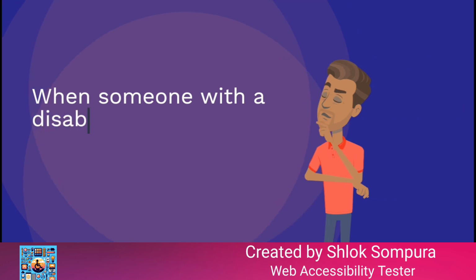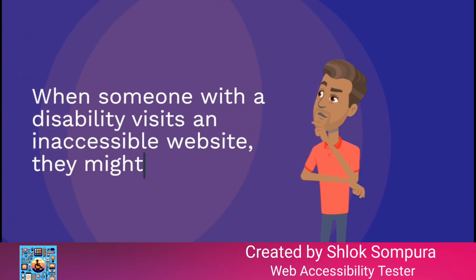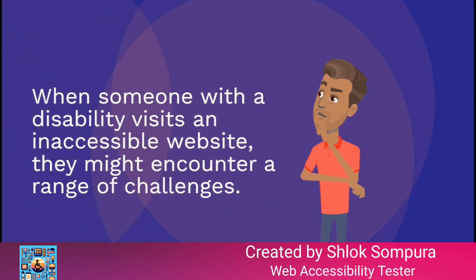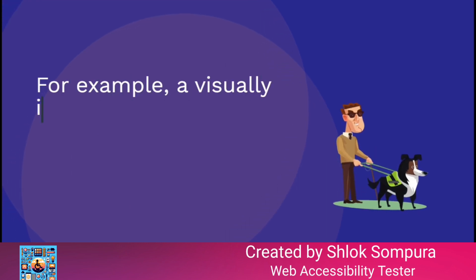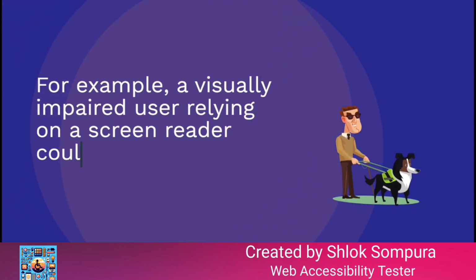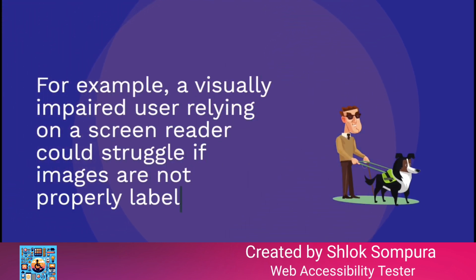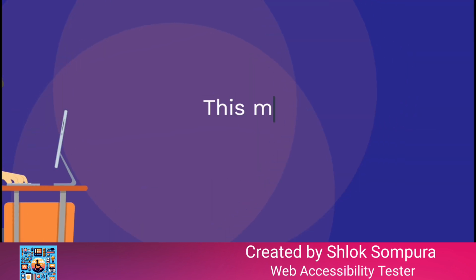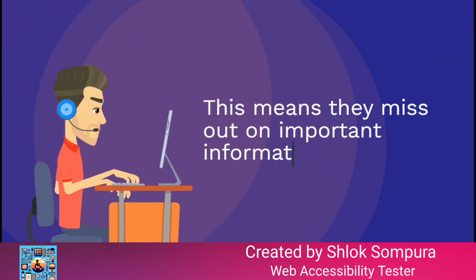When someone with a disability visits an inaccessible website, they might encounter a range of challenges. For example, a visually impaired user relying on a screen reader could struggle if images are not properly labeled. This means they miss out on important information that others can see.